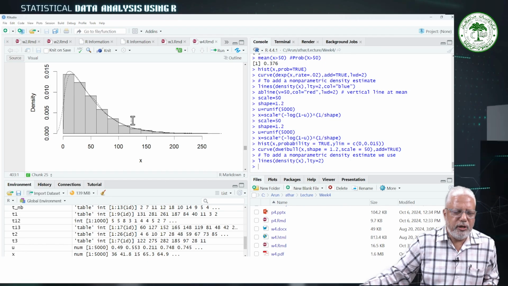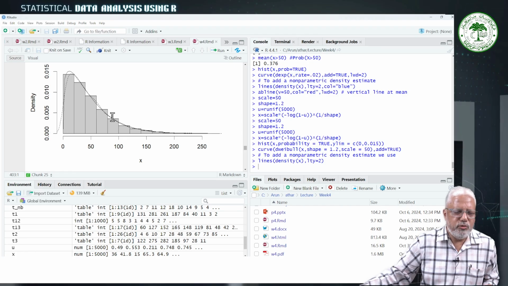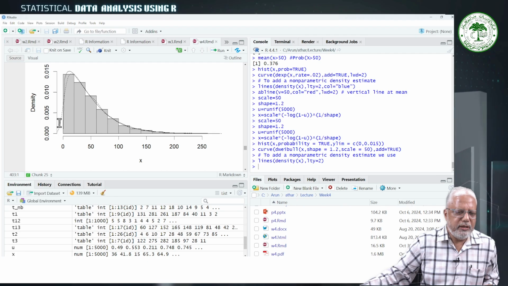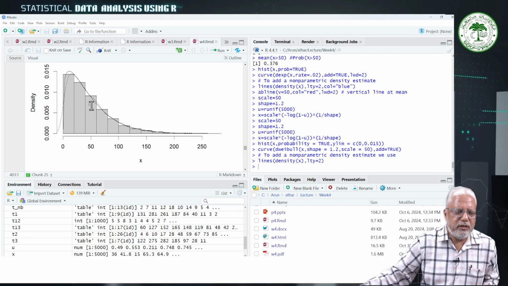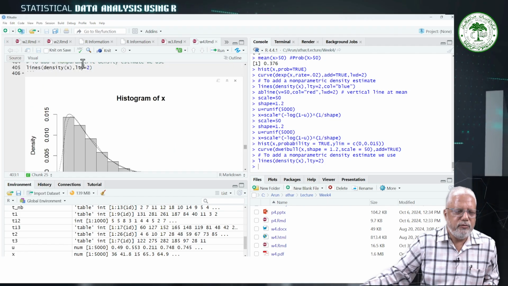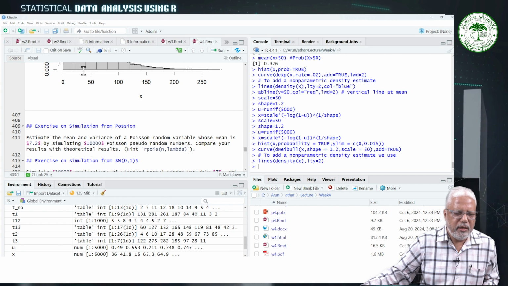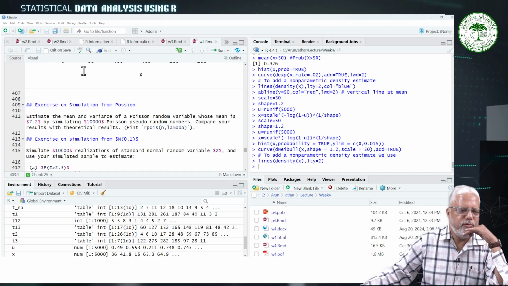So here the histogram is made on the basis of simulated data. Then we have plotted the exact Weibull distribution here, and then we add a non-parametric density estimator generated by the function density, and that is the dashed line, LTY equal to 2. So they are in close agreement with the results which we are expecting.